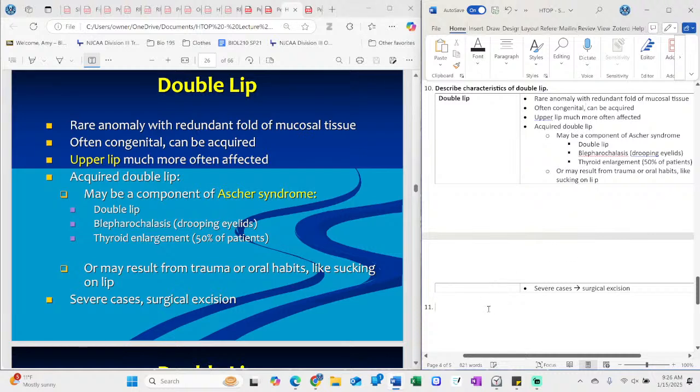Now, other reasons of acquired double lip, patients may develop it from trauma or from oral habits such as sucking on the lip, which can also give rise to that extra fold of mucosal tissue that a patient may have on one or both lips. Severe cases may be excised. This is an example of the double lip.